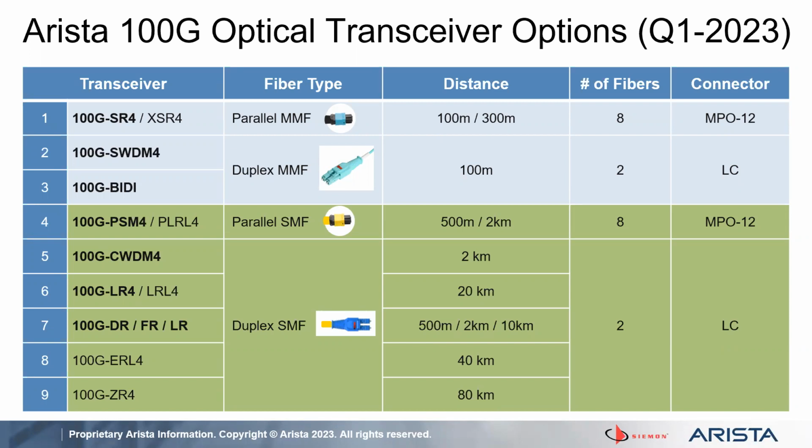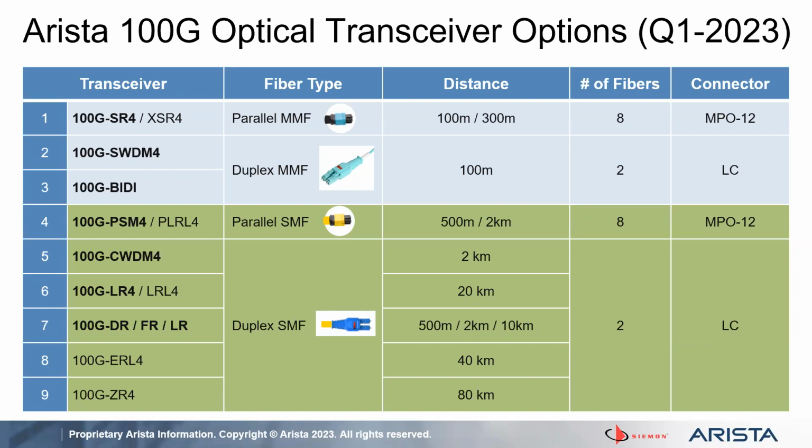If you look at the 100 gig space, there are at least 9 different options. Actually, there are more than that because we've doubled up some of these. Arista has probably a dozen or more 100 gig options. Some of them have different fiber types, different connector types, and different interfaces. The bottom half in the greenish color are all single mode options, and the top 3 options are multi-mode.